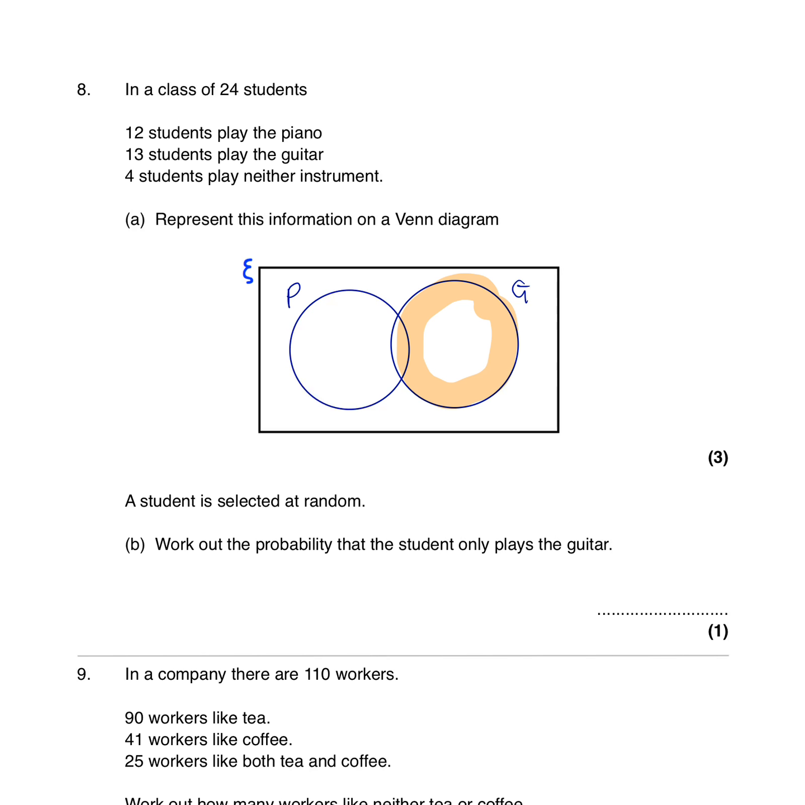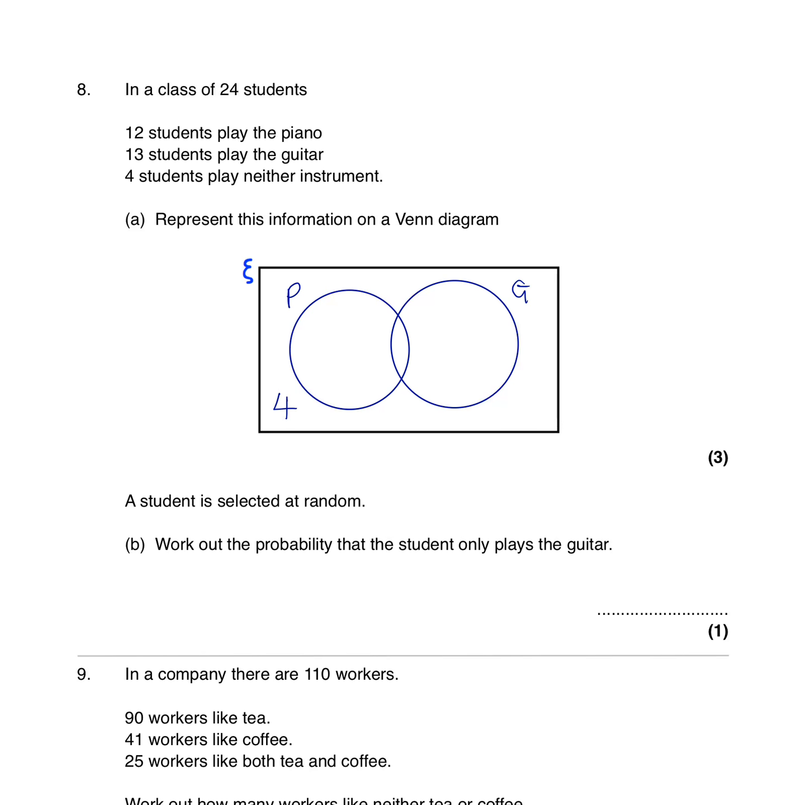But I can't put a 13 in there because I don't know how many go in that bit, how many go in that bit, so I don't know how to break that 13 down into 2 numbers. So this question is slightly different because it's giving me information, but it's not giving me information I can use straight away. 4 students play neither instrument. That's easy.